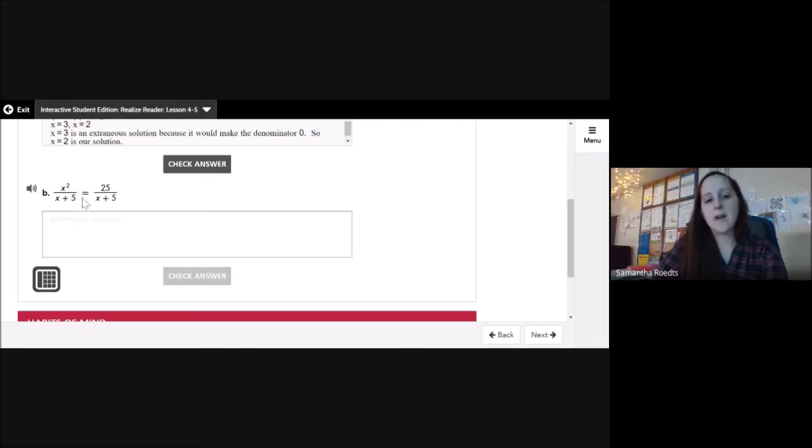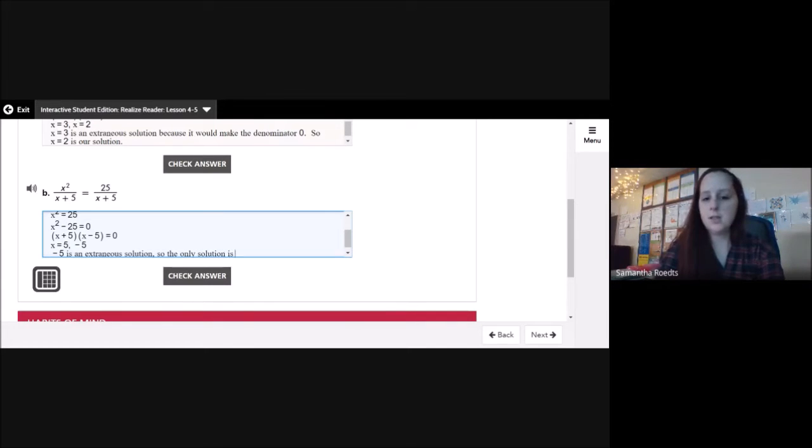Next, I have x squared over x plus 5 equals 25 over x plus 5. So I multiply both sides times x plus 5. When I do that, I get x squared equals 25. I'm going to go ahead and solve for 0. So I get x plus 5, x minus 5 equals 0. So x equals 5 or negative 5. Negative 5 is not a solution because that would make the denominator 0. So negative 5 is an extraneous solution. So the only solution is x equals 5.